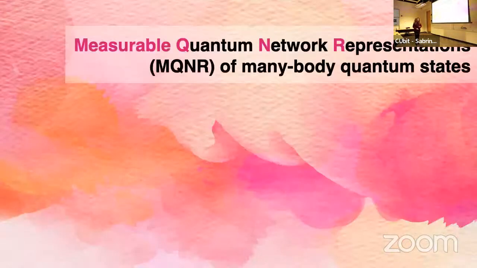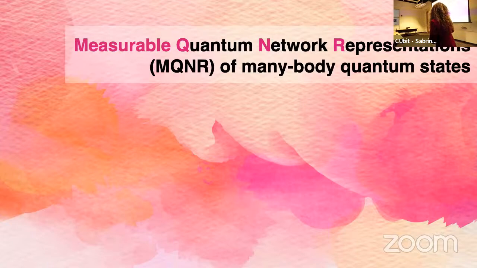So how about the quantum state? I will introduce a concept that we call the measurable quantum network representation of many-body quantum states. What I will present is an example of a many-body quantum model and a way of describing it using tools of complex network theory.